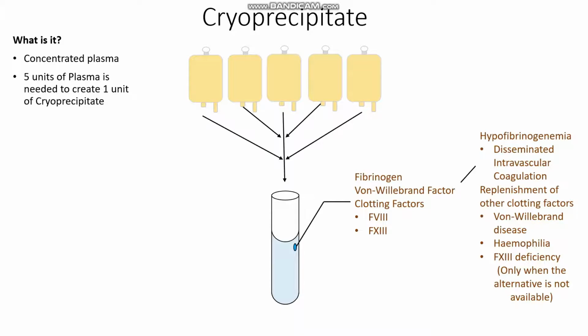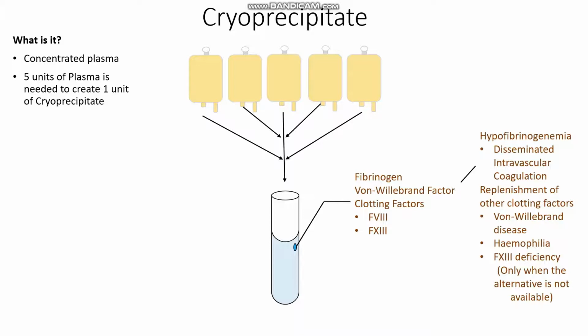Only when this is not available can we start thinking about using something like cryoprecipitate or even something like fresh frozen plasma. And the same goes for von Willebrand disease. We have recombinant von Willebrand factor, and we also have things like desmopressin before we even need to go to cryoprecipitate. So it's very important to remember it's not the first line, but it can be used if the alternatives are not available.